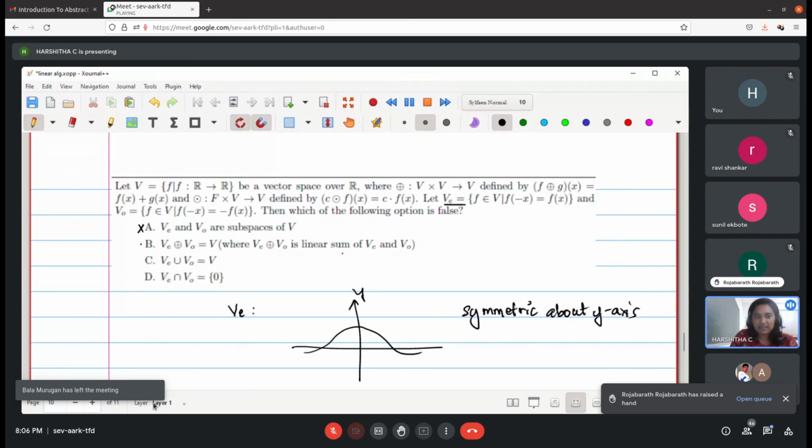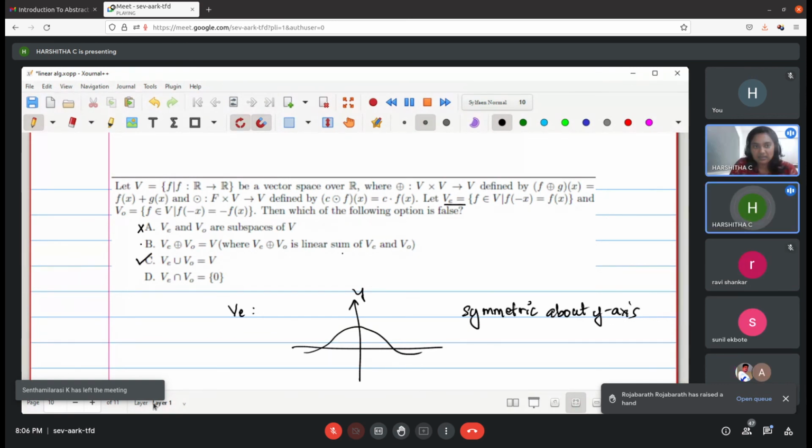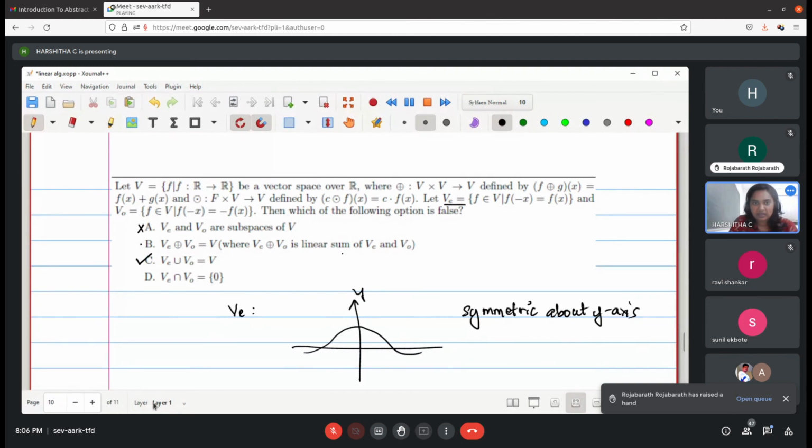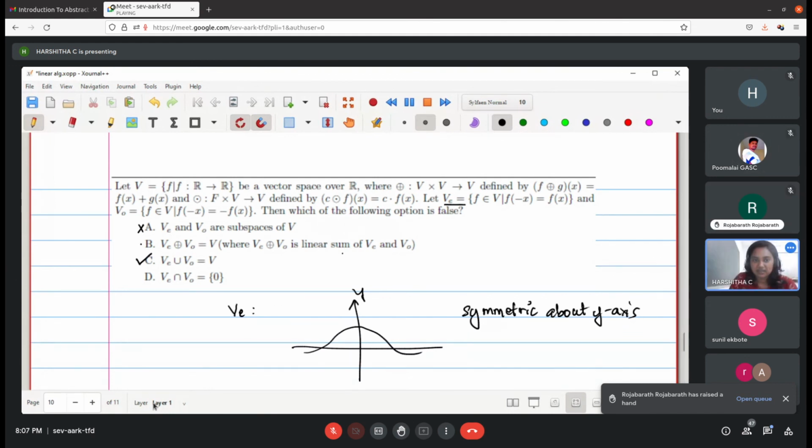Yeah. So is it clear that the third option is not true? The statement is not true. Since they've asked which one is false, it is correct. The union is not the whole of V. Okay. Now the intersection is 0.